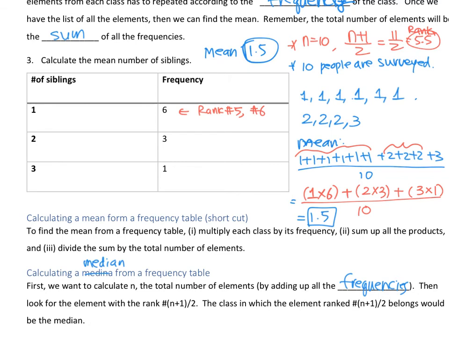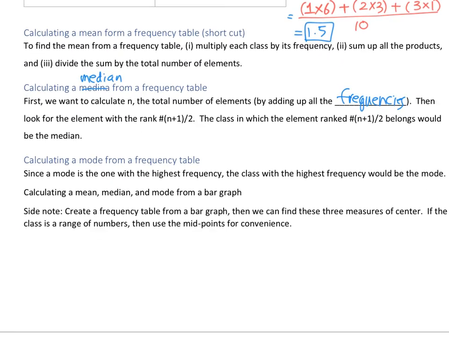So this class, the rank number 5 and number 6 person belongs to this class, which has 1 sibling. So basically that's what it says. Once you find the rank, go to the class that has that element it belongs to, and that'll be your median.